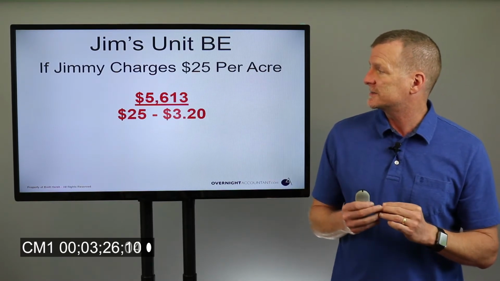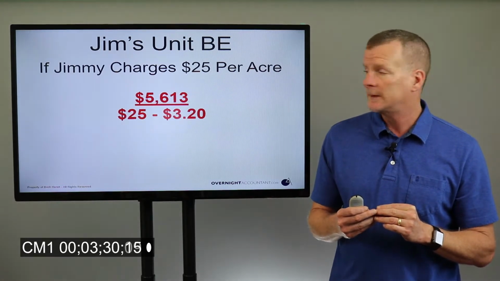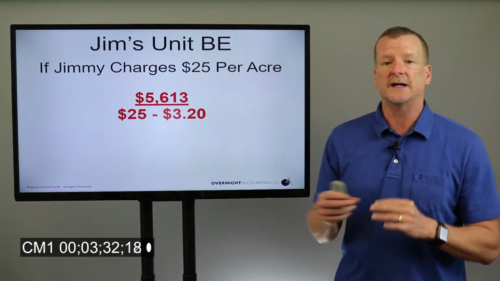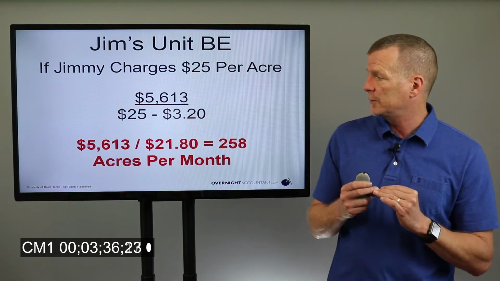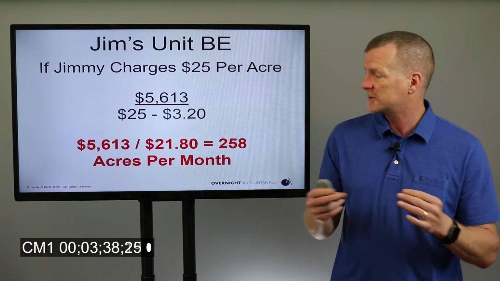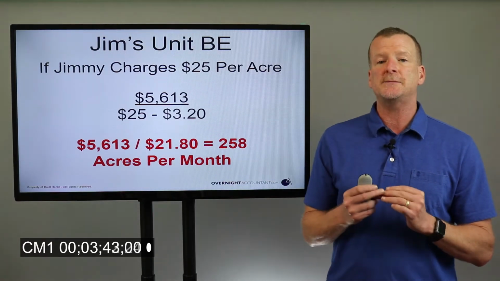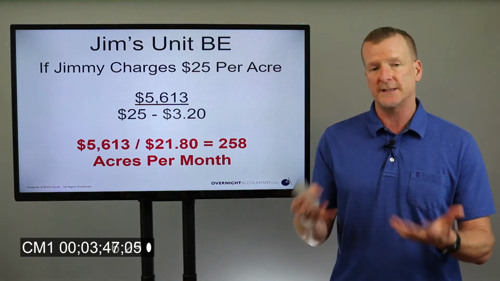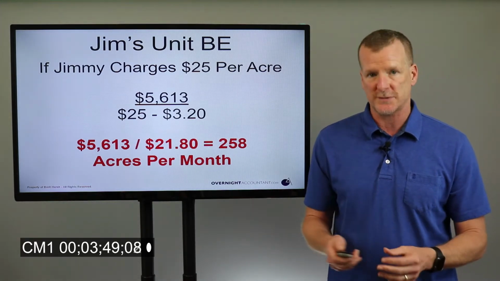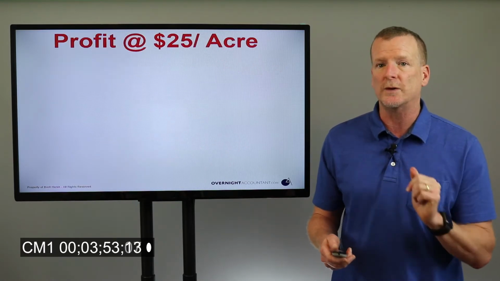He's got to take his $5,613. That's his fixed cost. And he's going to take his $25 price, and from that he is going to subtract $3.20. So what he ends up with is $5,613 divided by $21.80, and that means he must mow 250 acres per month in order to pay his business bills and his personal bills. That's a good first step. At least we know the reality of what he's going to need to do.